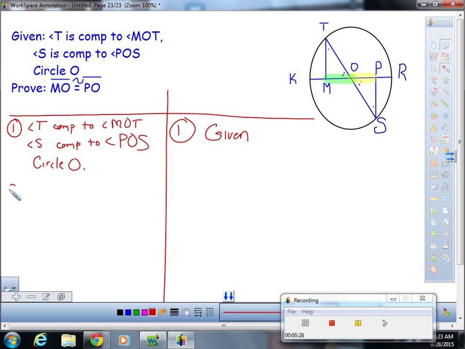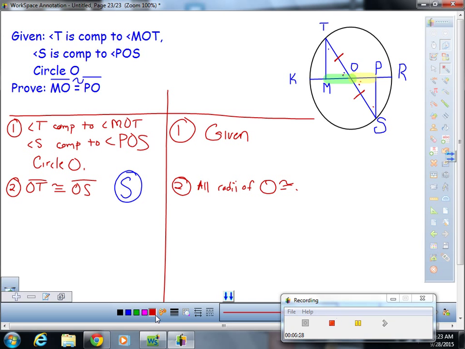All right, so step 2, I'm going to say that OT is congruent to OS. Maybe you would do that in a different order. The order doesn't always matter as long as you don't skip any steps. So that's going to be all radii of a circle are congruent to each other. Now I'm going to mark that. And I'm going to write here in a little different color, we have an S. We just did an S.